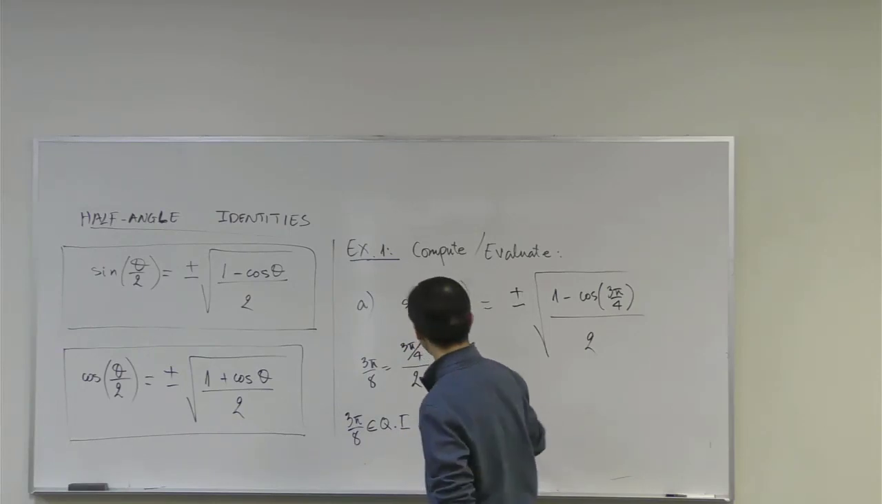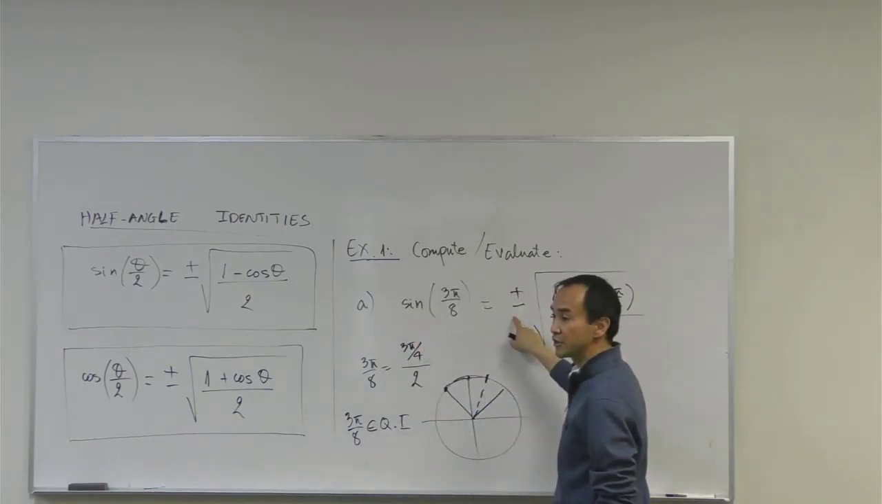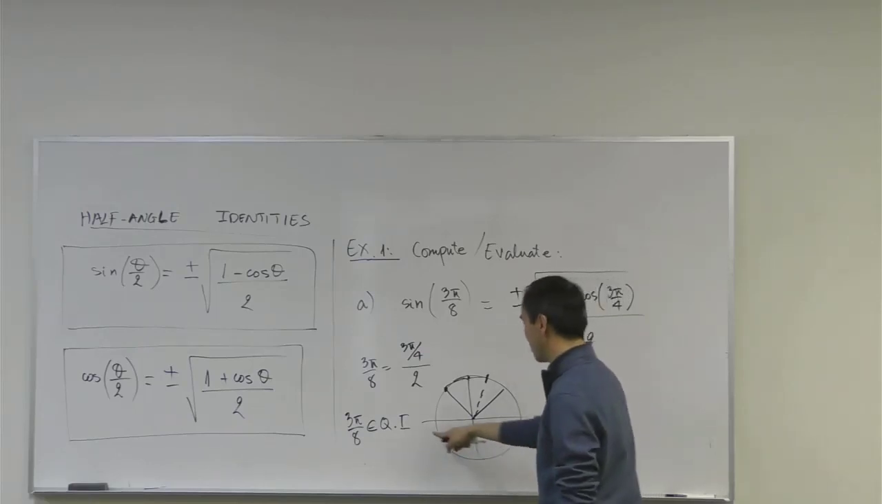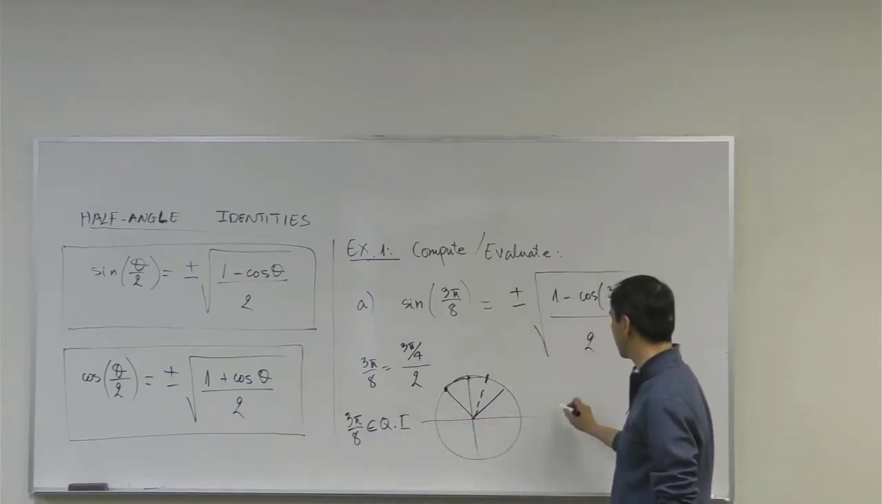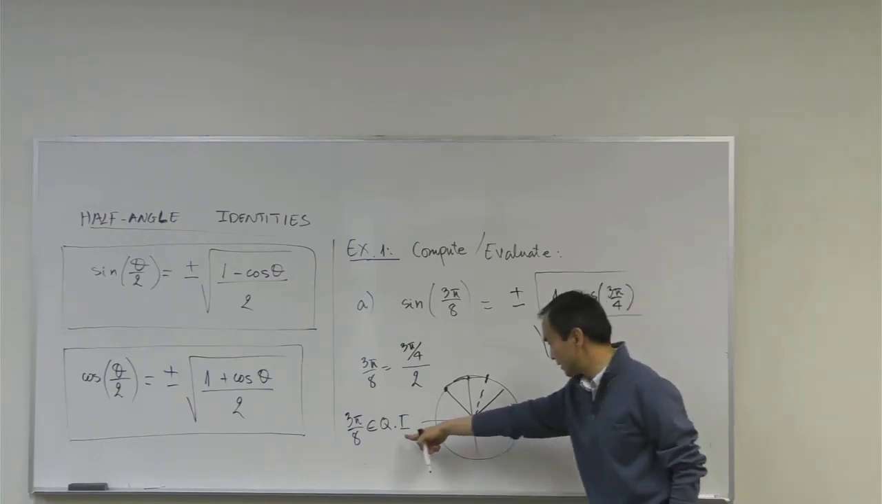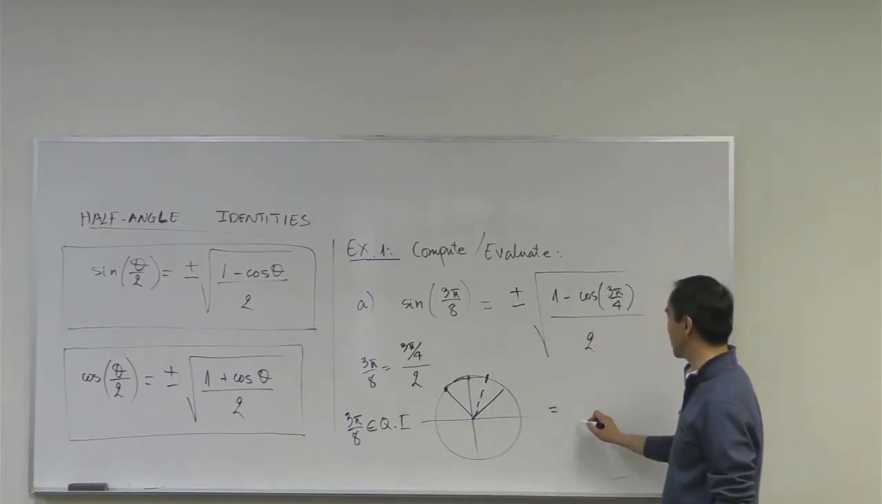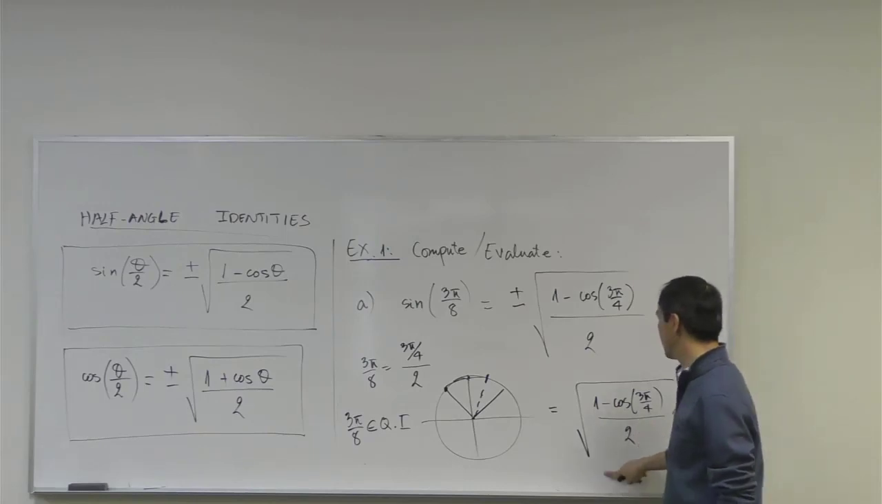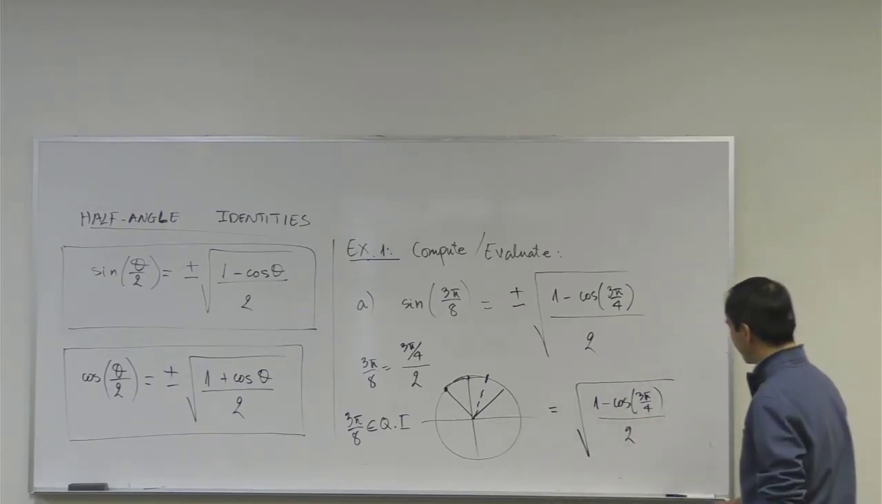So for the first quadrant, can we have a negative sine value? We cannot, right? In the first quadrant, we cannot have a negative sine value. So for that reason, after knowing that, we can go with simply the positive: the square root of 1 minus cosine of 3 pi over 4, divided by 2. And the calculation is now ready for us.